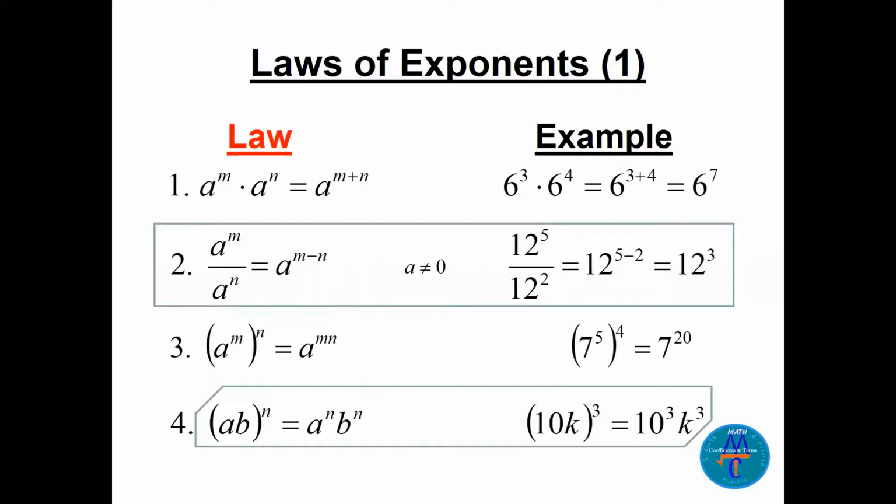Then you can add, like a simple example here, 6 cubed times 6 to the power 4. See, this is multiply, that's the first condition. 6 and 6 is the same base. Now you can add the powers, 3 plus 4. So the answer here is 6 to the power 7. If the bases are different, you cannot add the powers. Second one, when you divide, that's the first condition, and divide the same base, second condition, then you can subtract: 12 to the power 5 divided by 12 squared. So 12 to the power 5 minus 2, 12 cubed.